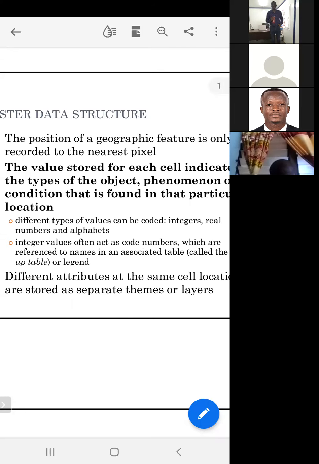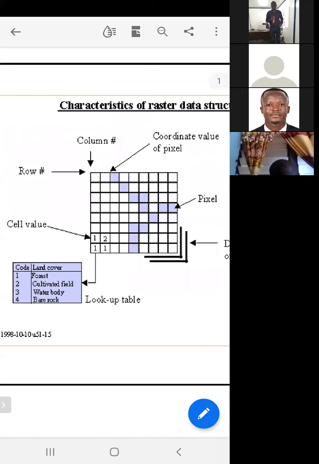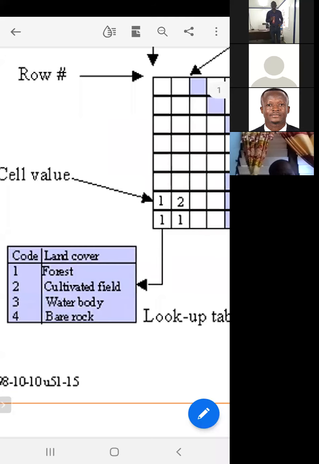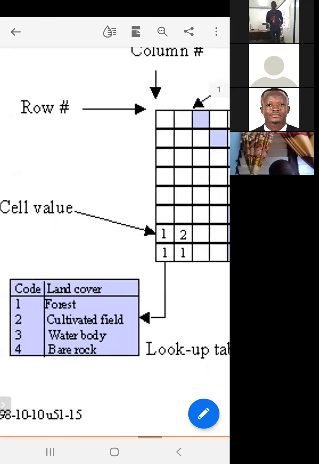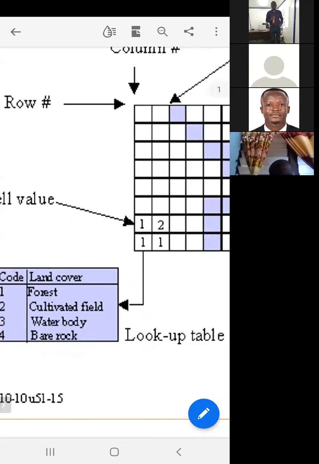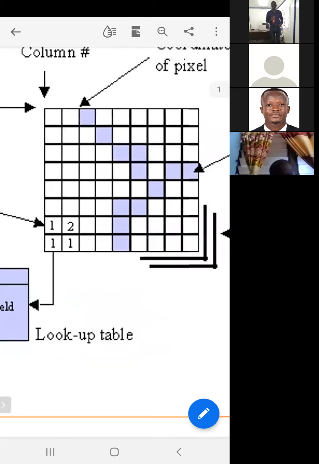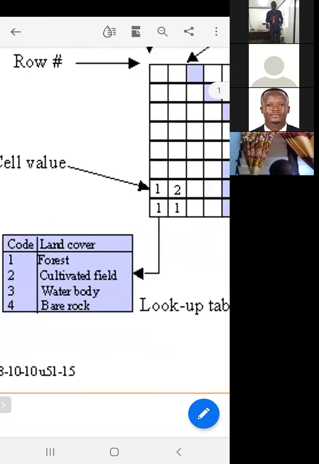So in the table that I just showed you, I revisit this table several times. You can see here that 1 stands for forest. So when I see the number 1, it's a forest. When I see 2, it's cultivated field. Are you with me? All right. So now this is the raster data structure, raster data model. This is how data is being captured. So the square over there, we are saying that in that small cell, everything in there is a forest. Are you okay?